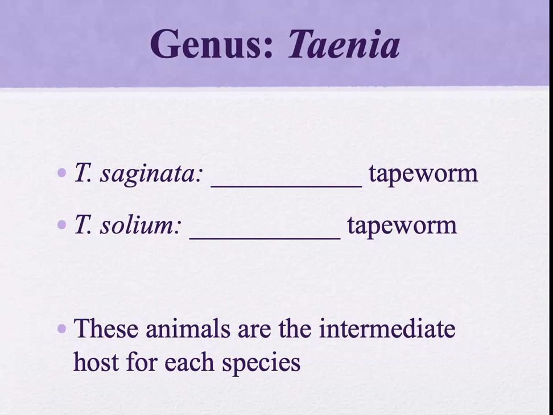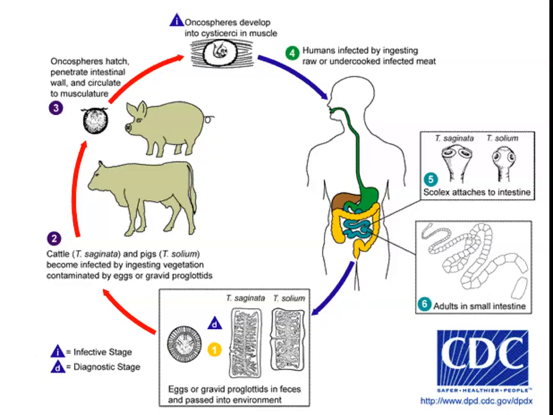So Taenia saginata has a cow for an intermediate host, and Taenia solium has a pig. And that's the only difference here, which animal serves as the intermediate host. So let's talk through it. Starting right here, we have eggs or gravid proglottids that are passed in feces from humans. And you'll notice this is the diagnostic stage, seeing eggs or gravid proglottids in feces. So they get passed into the environment.